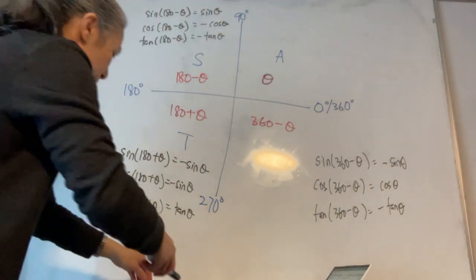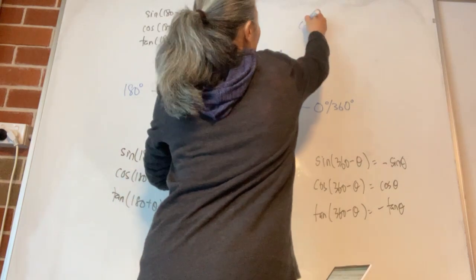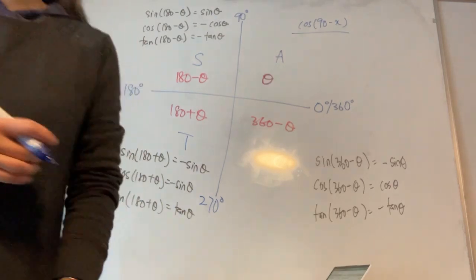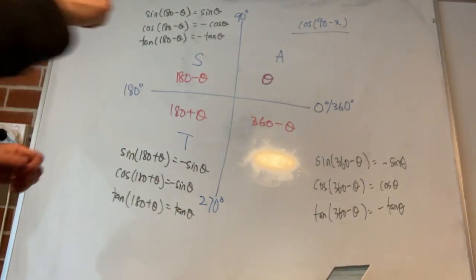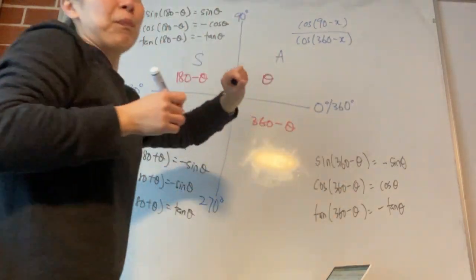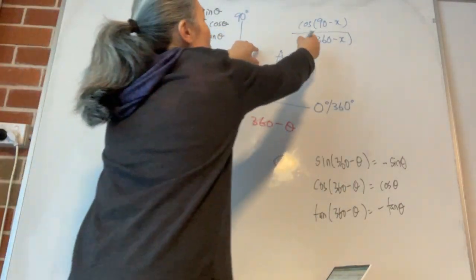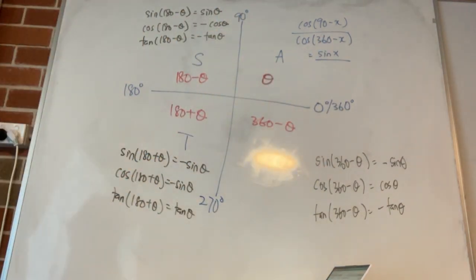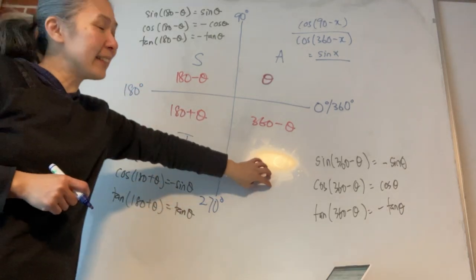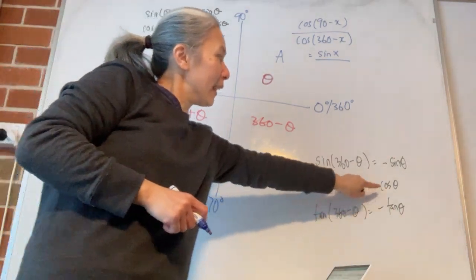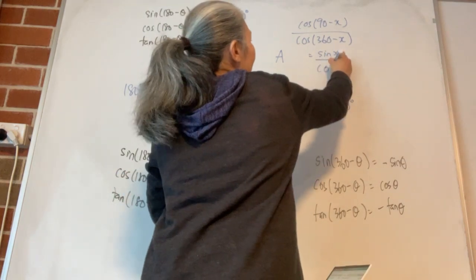So the question you have will be cos 90 minus x over, what's the bottom? Cos 360 minus x. The top, I'm going to change it to sine x, because of what we have in the rules. Cos 90 minus x. The bottom is cos 360 minus x. 360 is in the C, that means cos is positive. Look at this. Cos 360 minus theta equal to cos theta. So it's equal to cos x.